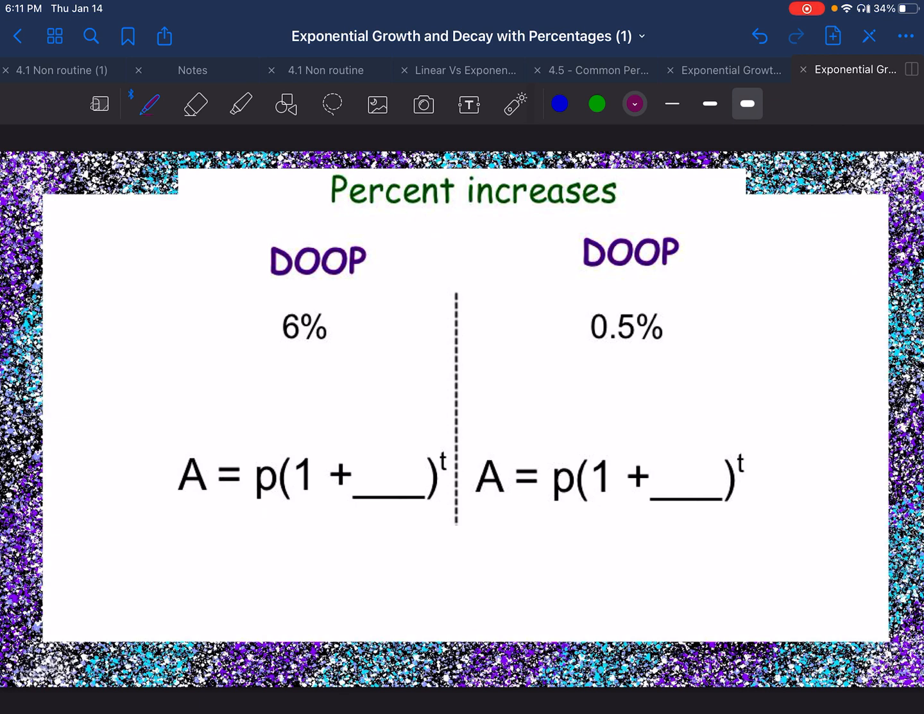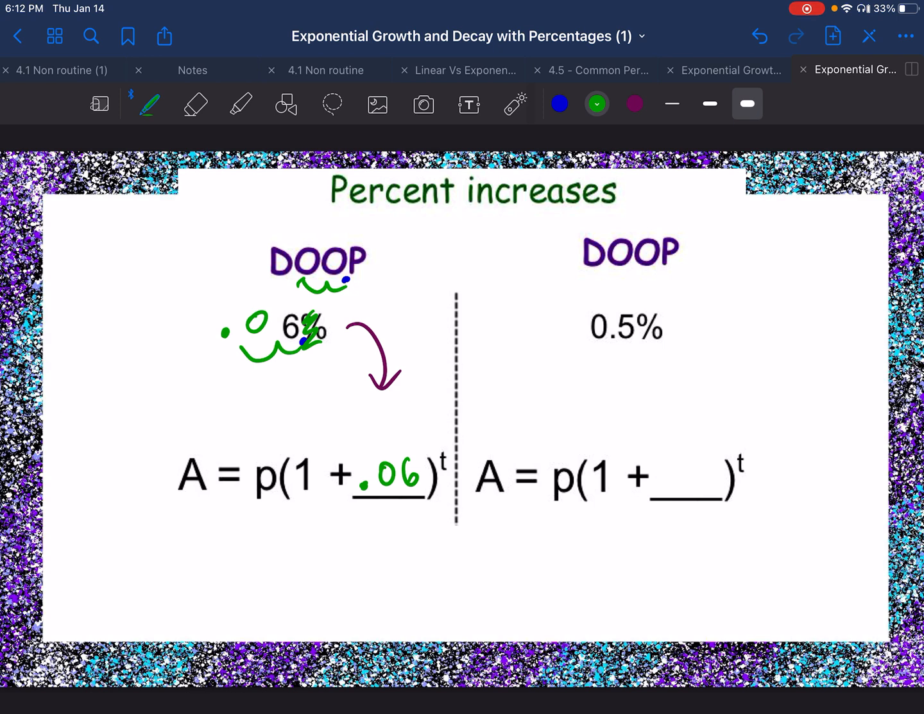Let's say I wanted to calculate a 6% increase. In order to use my formula, I have to change 6% into a decimal. What is 6% as a decimal? Here's how I do that. Imaginary decimal point there. I go 2 places to the left, fill in my 0, get rid of what I don't need, and I have 0.06.